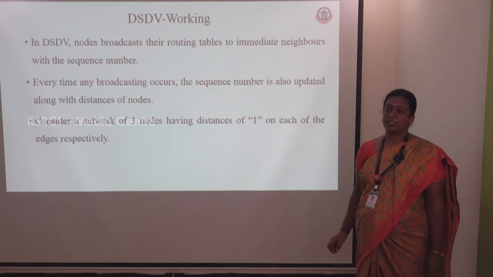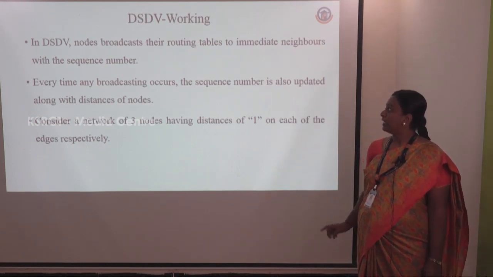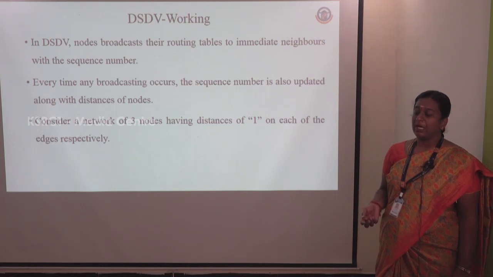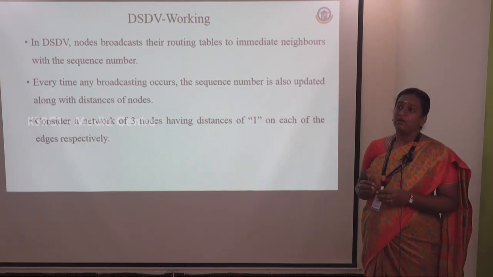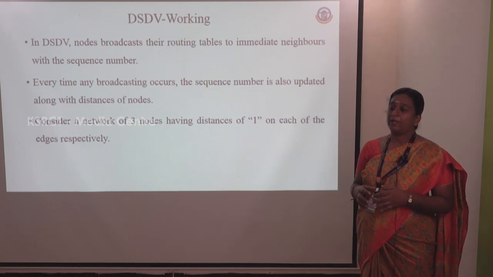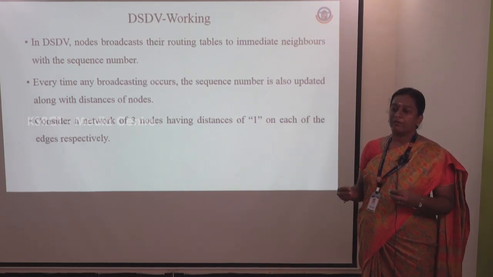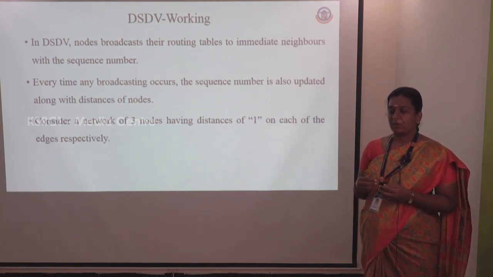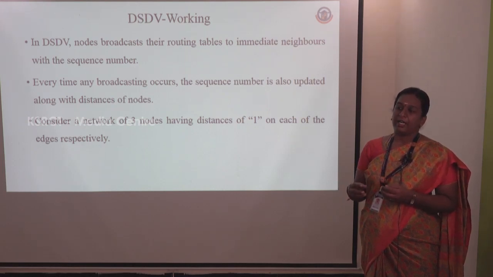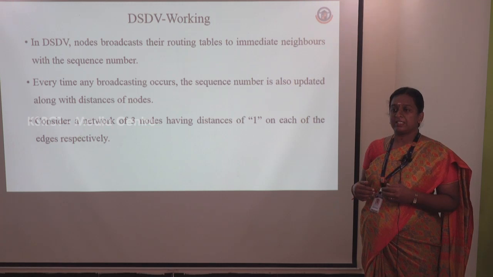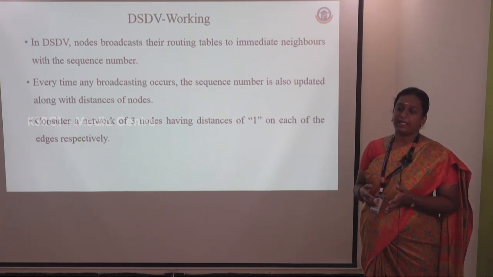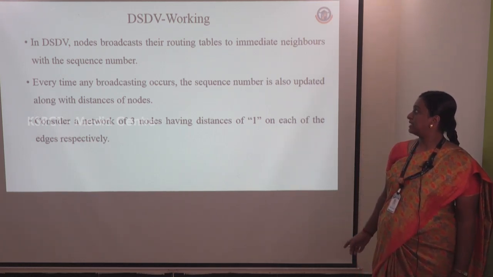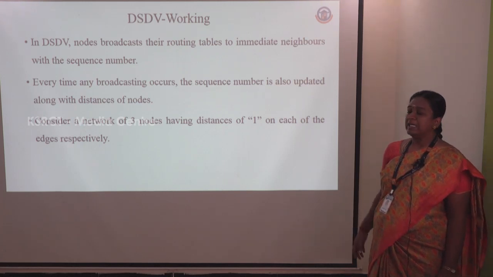So, the working principle of the Destination Sequenced Distance Vector protocol. Here the node broadcasts its routing table to neighbor nodes with the sequence number. Any node in a particular network can communicate with each other. The source node propagates the information to the neighbor nodes. The neighbor node finds the destination ID, and based upon the destination ID, it transmits the data to the intermediate node. If the destination ID is equal to the node's own ID, then the data is received by that node. Every time any broadcasting occurs, the sequence number is also updated along with the distance of the nodes.